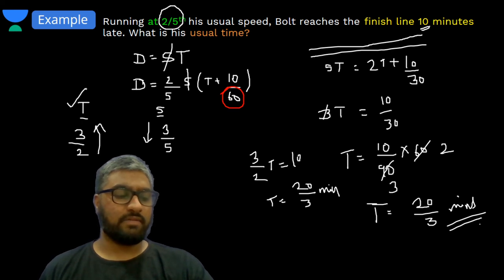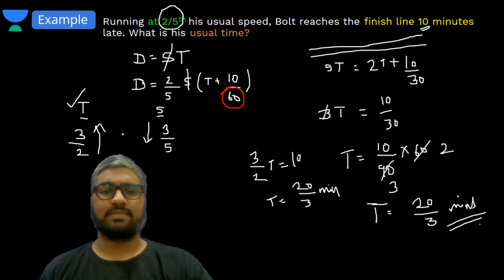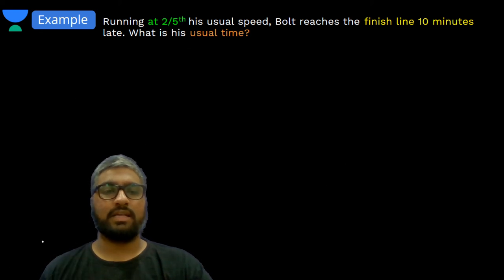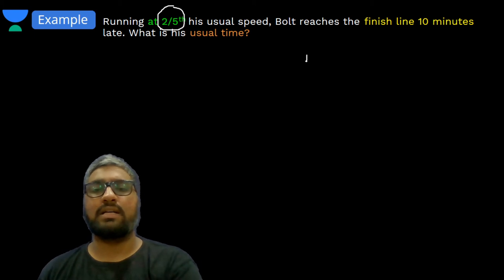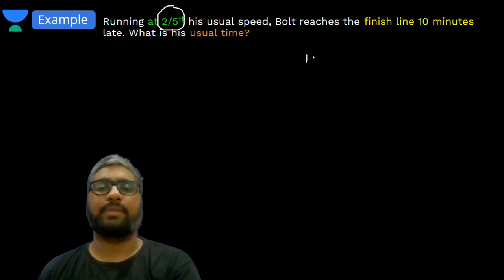Should I explain the shortcut way again? I think this is pretty clear, no? 2/5 the speed becomes, which means 1 minus 2/5. So I can let go of everything. I'm going to erase everything. The speed becomes 2/5, which means earlier it was 1 complete. Out of that, if 2/5 remains, it basically means it decreased by 3/5.